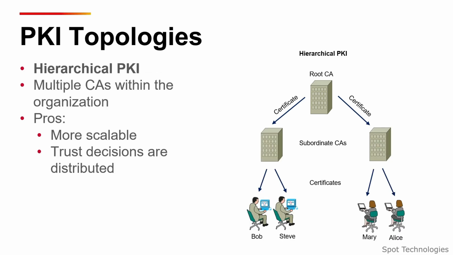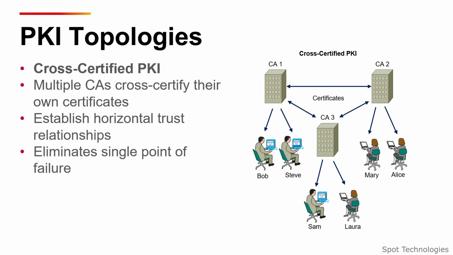There's something called a hierarchical public key infrastructure topology, and here we have multiple certificate authorities within the organization. Now, the advantage of this is much more scalable, and then trust decisions can be distributed amongst multiple certificate authorities. And then finally, there's the cross-certified PKI topology. Here we've got multiple certificate authorities, and they cross-certify their own certificates. This gives a horizontal trust relationship as well as eliminating single points of failure.